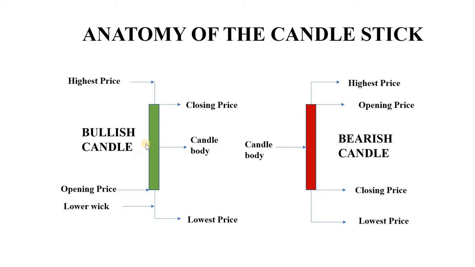What you see here is called the body of the candlestick. You see a thin line here. This thin line is called the wick. This is the lower wick, or some people call it the shadow. It is either the wick or the shadow, but here I have labeled it wick. So this is the lower wick and this is the upper wick of the candlestick.